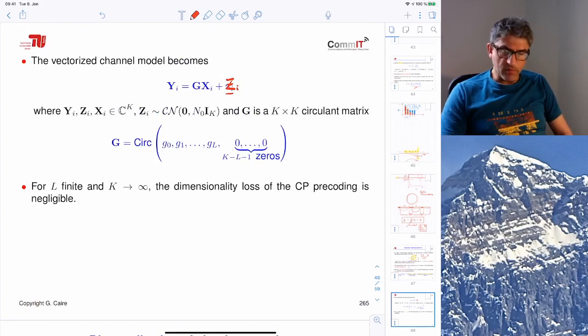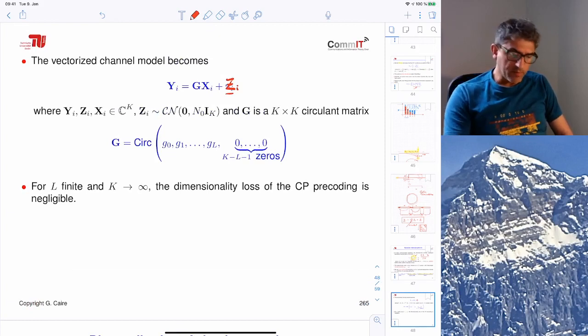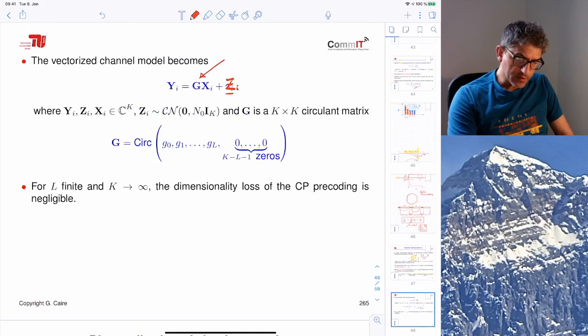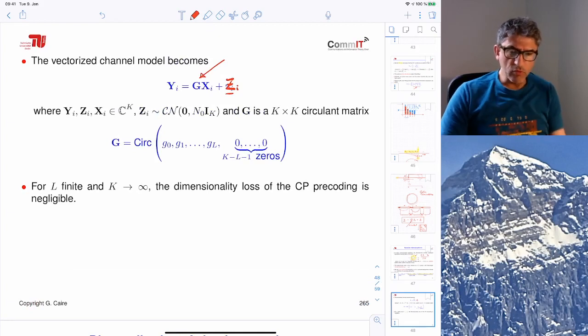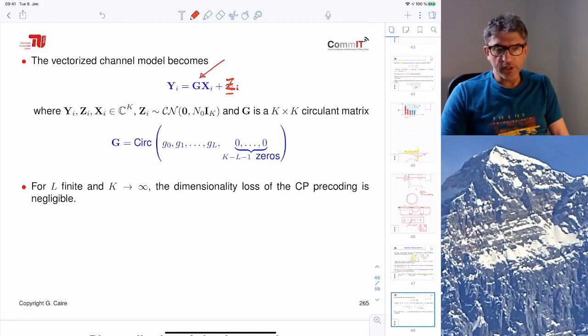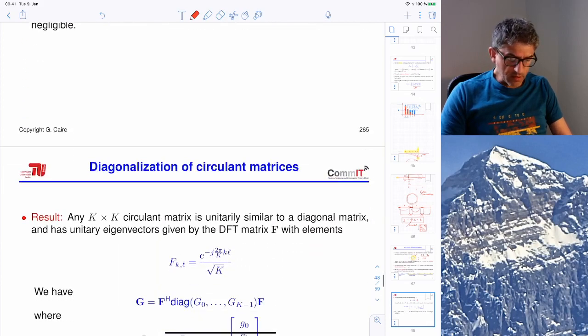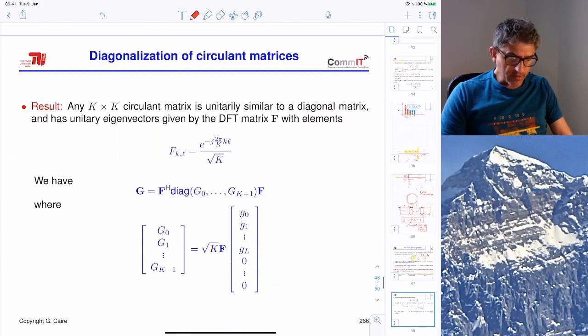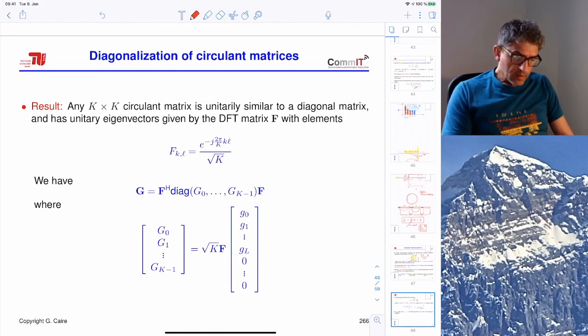That's almost the model we have studied before, but now the problem is that this matrix is not diagonal, it's circulant. So what we have to do is another step, which is the diagonalization of this matrix by precoding. And it turns out that we are going to use this fundamental property of circulant matrices, that any k by k circulant matrix is unitarily similar to a diagonal matrix.